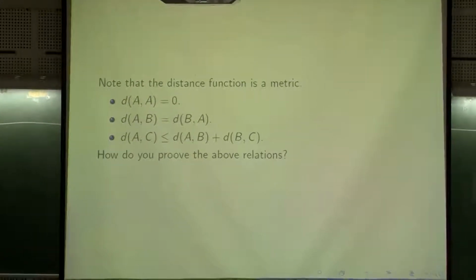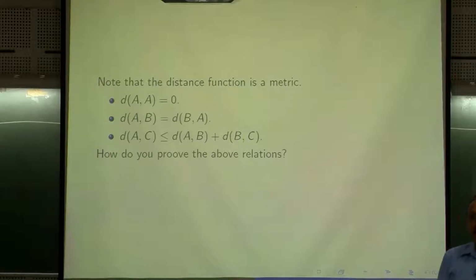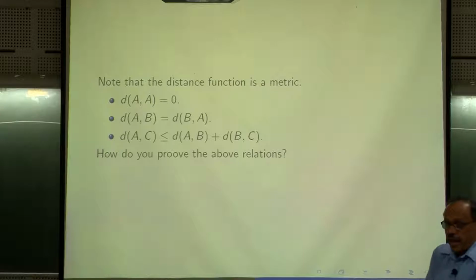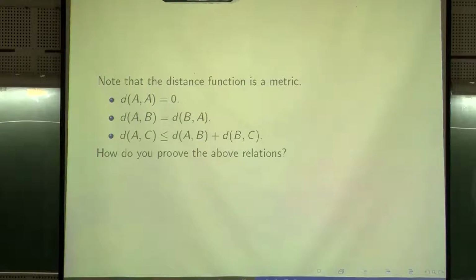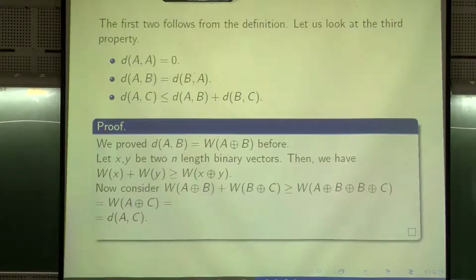So the distance between a vector and itself is 0, and the distance between A and B is the same as the distance between B and A, the symmetric property, which you can prove easily. Then there is the other property, which is called the triangle inequality, and it runs as follows.